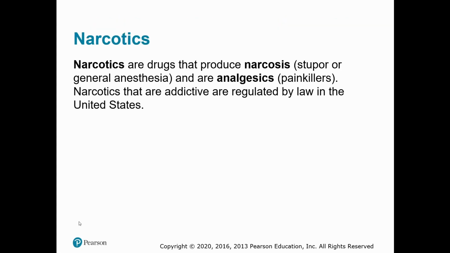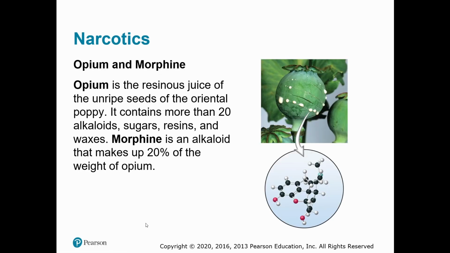Narcotics are a class of drug that has received a significant amount of attention in the United States. These drugs are both effective and dangerous and highly regulated by the law in the United States. Narcotics are a class of drugs that produce narcosis, which is stupor or general anesthesia, and are painkillers. Opium and morphine are the natural source of narcotics. These come from seeds of the poppy. It contains more than 20 alkaloids, sugars, and resins, including morphine.